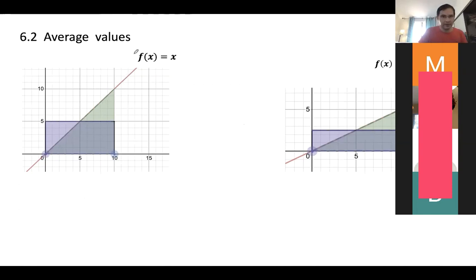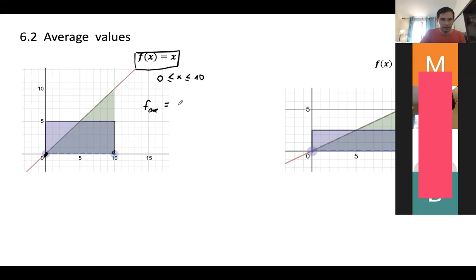Another example, take this function f of x equals x. So we have time. I was looking at time and we have time. Let's consider this function for x's between 0 and 10. Okay, let's compute the average value of this function.